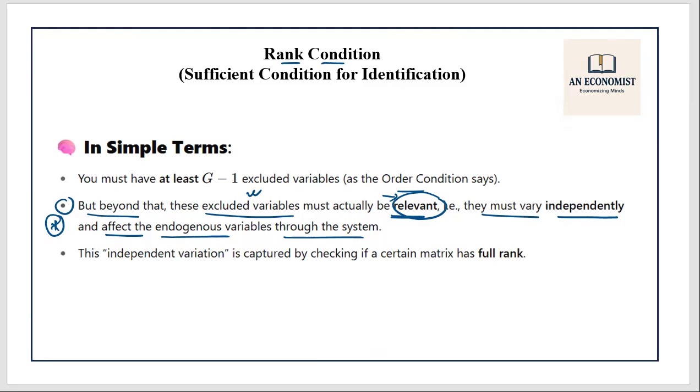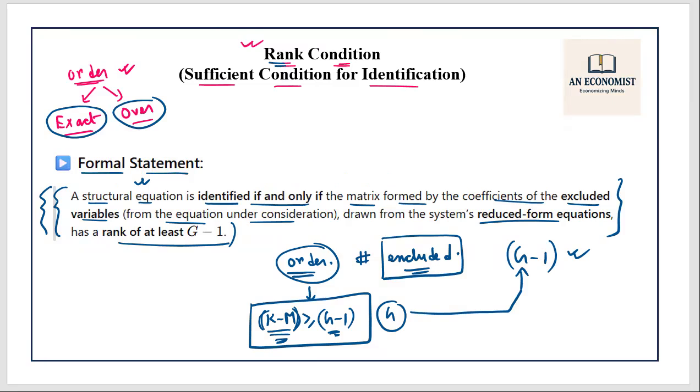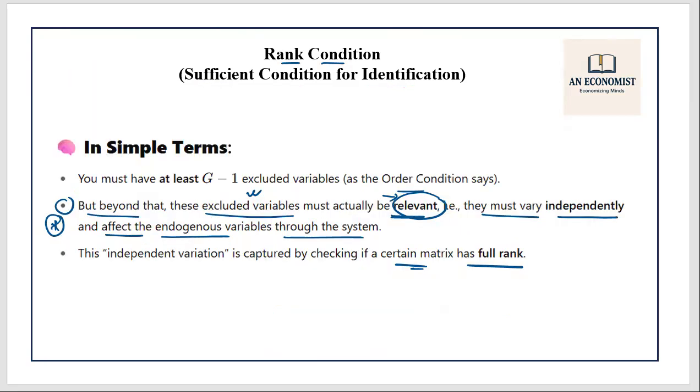The process is to check the matrix. How will you form the matrix? See here, I have written that the matrix formed by the coefficients of the excluded variables of the system has full rank. That is, rank is exactly G minus 1. That is equal to the total number of variables that are required. If we see that the matrix is of full rank, we will say yes, the rank condition is satisfied and the equation is estimable.